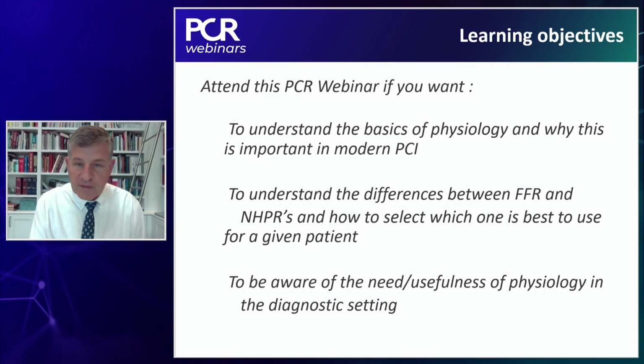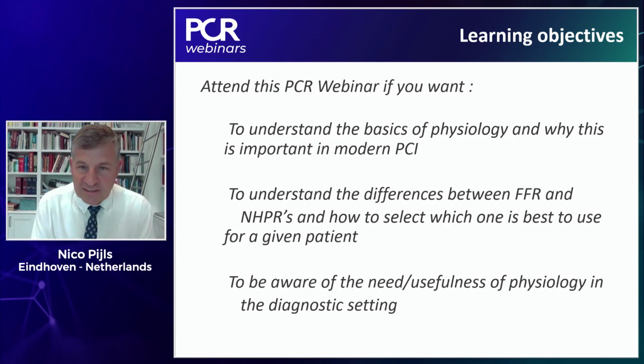The learning objectives of this presentation can be seen in this slide. We would like to understand the basis of coronary physiology and why it is important in the modern PCI era. It is an objective to understand the differences between FFR and non-hyperemic pressure ratios and how to select which one and to use it in the best possible way in a given patient, and to be aware of the need and usefulness of physiology in the diagnostic setting.